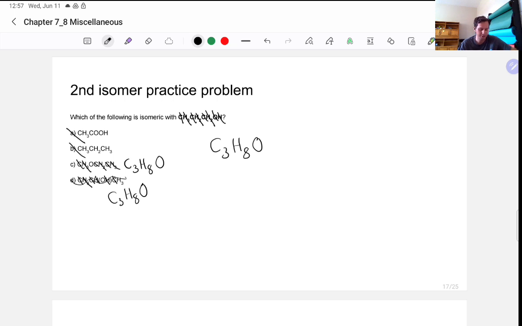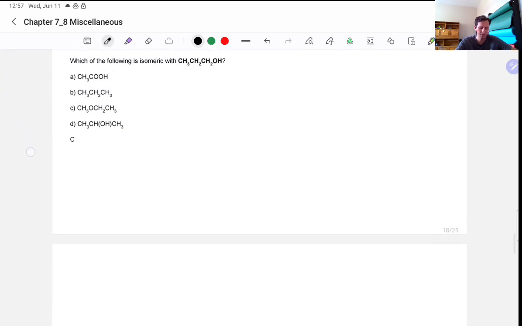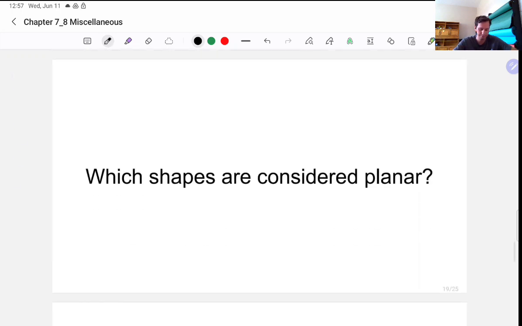But yeah, these are both correct. So essentially, as long as it's the same formula, it's an isomer. Okay? That's all they are asking for. So we can say C or D here.